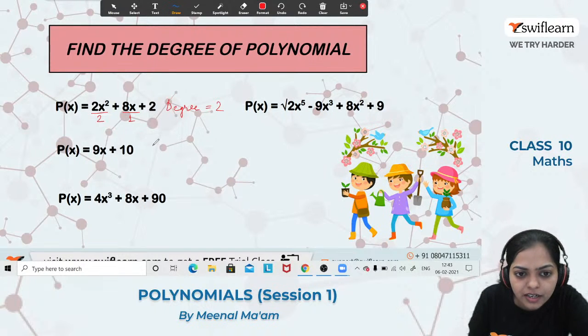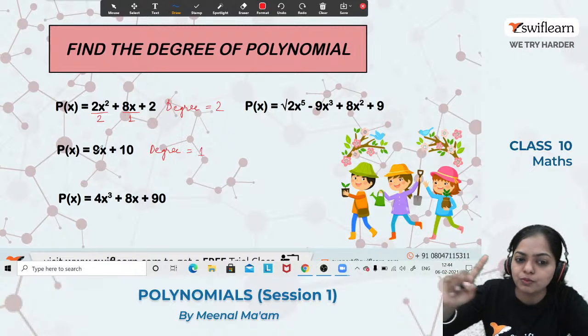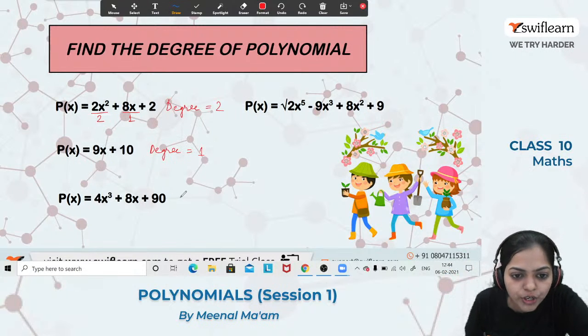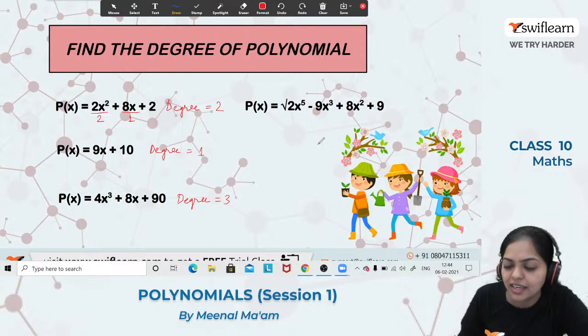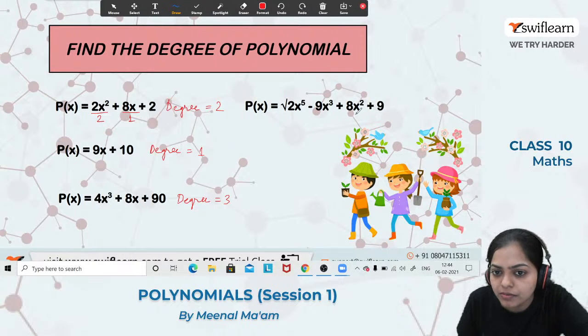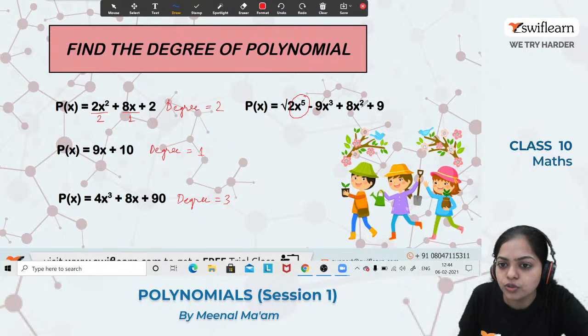Let's move on to the second example. Here the degree is equal to 1, because the highest exponent power is 1. Now moving on to this one. What is the degree here? We have 4x cube, then x, and then 0. So the degree will be the highest exponent power, that is 3. Now let's move on to this one. The highest exponent power is 5, because here it is 2, 3, 2 and 1. So the degree will be 5.